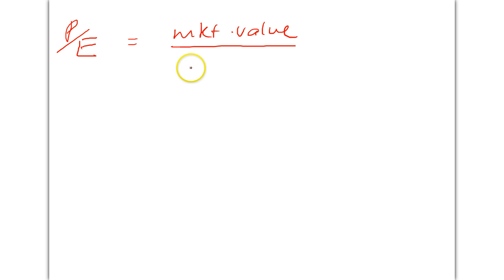We'll talk about another ratio called the PE ratio. The PE ratio is calculated as the market value of the company, or market cap, divided by the earnings per share, which we have earlier mentioned. So this is a valuation ratio of a company's share price compared to its earnings per share.